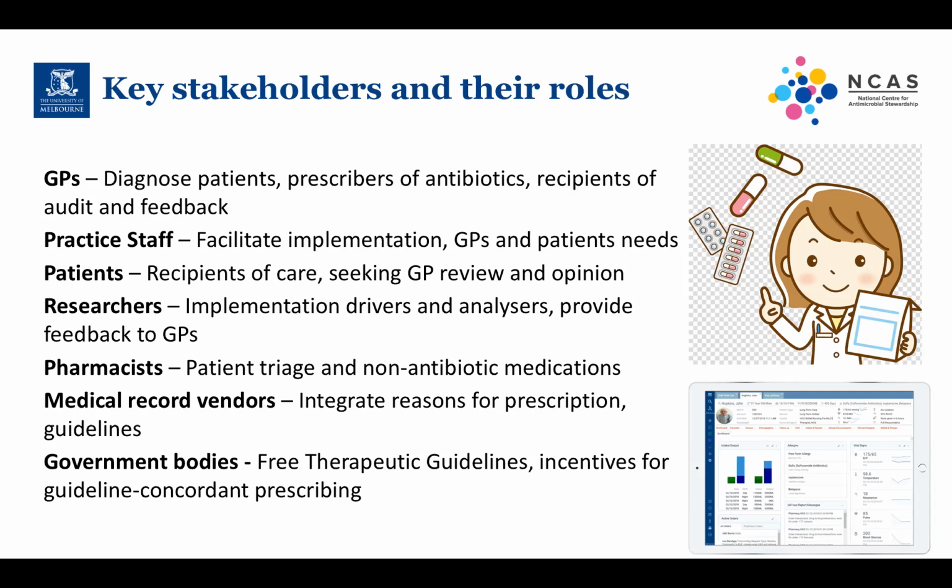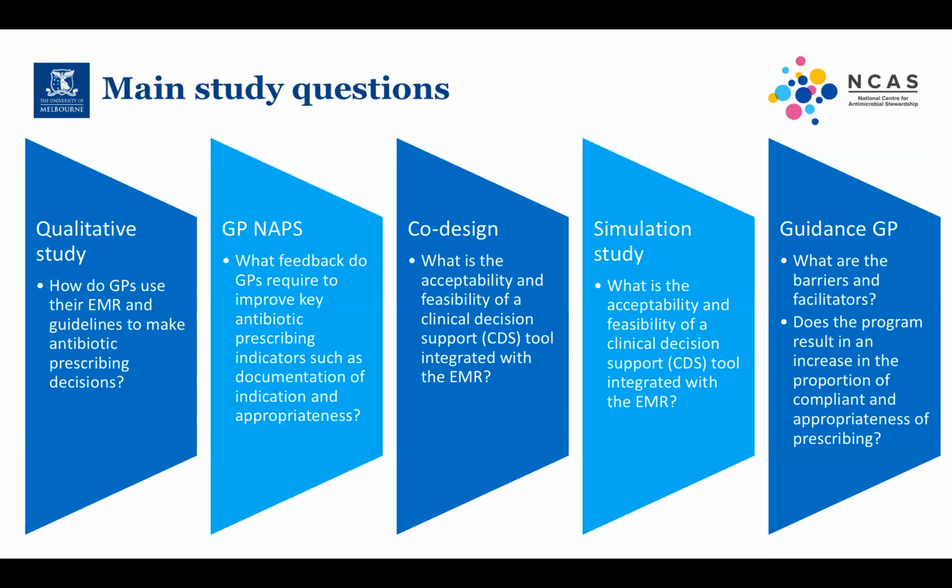I've mentioned the difficulties with the medical records, so we need to work with them to integrate those reasons for prescription and make it useful for the GP. Then they will fill it in. Make the guidelines cooperate with the medical record. And the government bodies to fund the therapeutic guidelines and produce the incentives. So that's a sort of broad overview. Then I'm going to leave Ruby now to talk about this particular intervention to follow on.